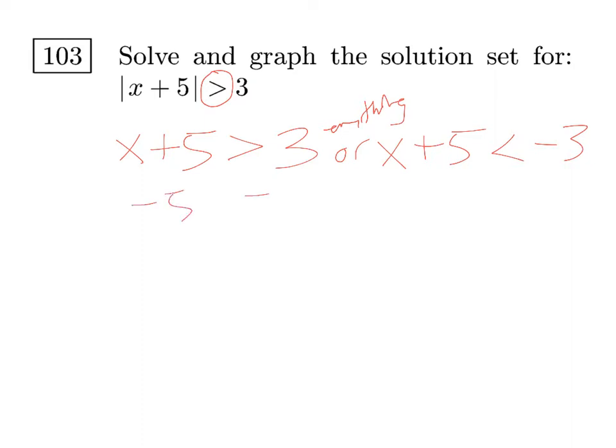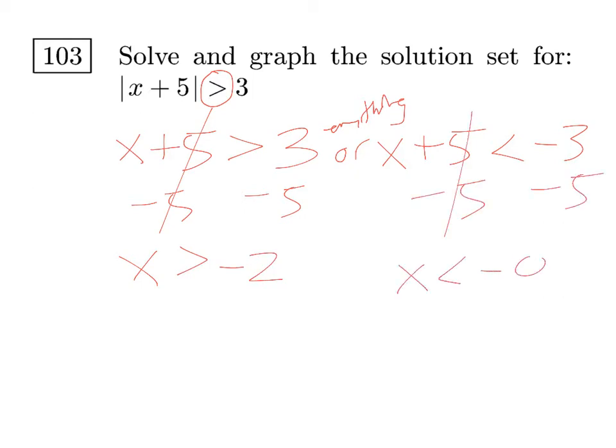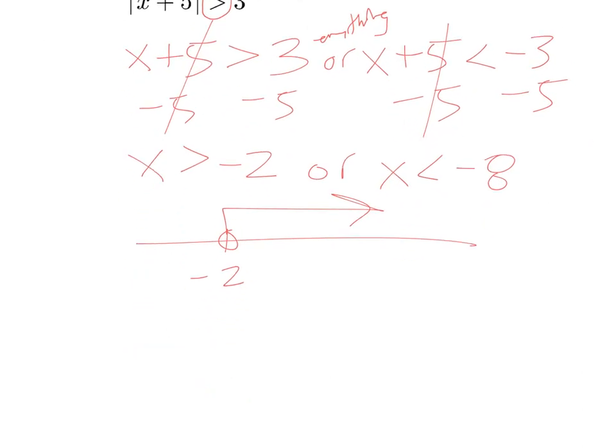So you're concerned about everything that's covered by the graphs. So subtract 5 here, I get x is greater than -2. Subtract 5 here, x is less than -8, and they're connected by an or. So if I graph, here's -2, it's greater than, I'm going to the right, and for -8, it's less than, so I'm going to the left.